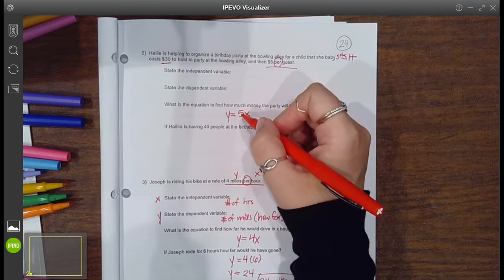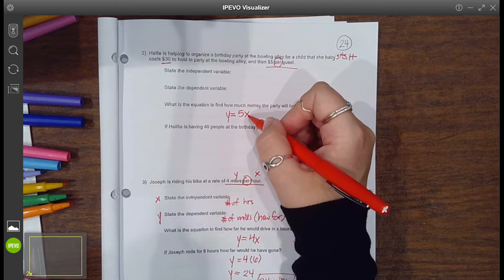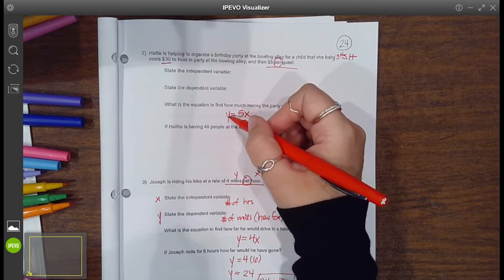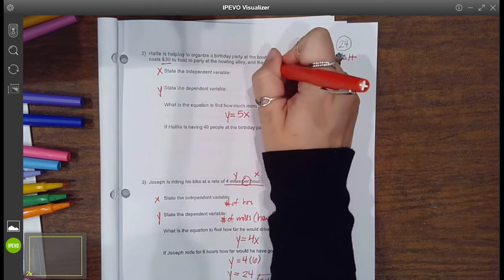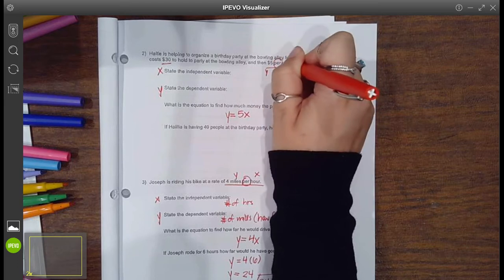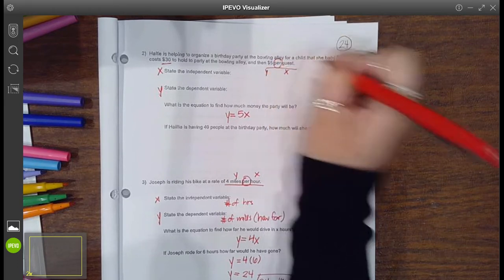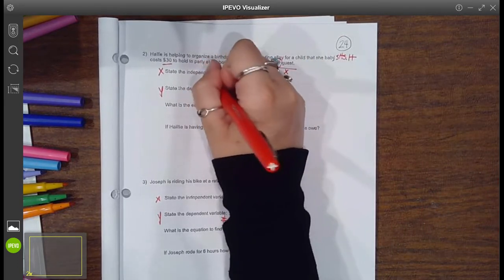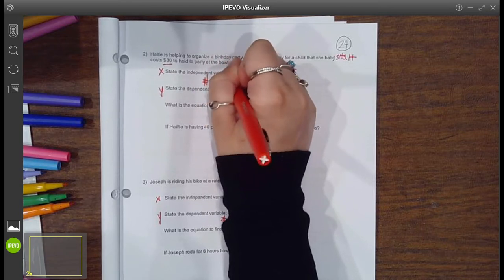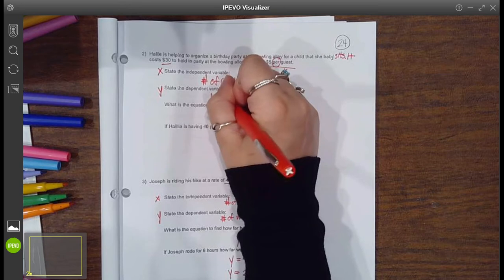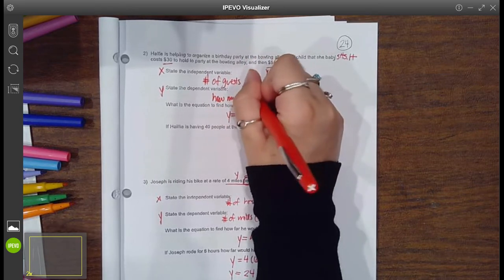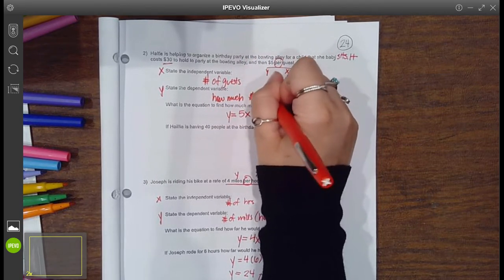Okay, because it's $5 per guest. So however many guests you invite, that determines how much money you're going to pay. And I kind of just identified the Y and the X, didn't I? And again, money is the Y. After the word per, that's my X. So the number of guests invited is your X, and then that affects how much money it costs.